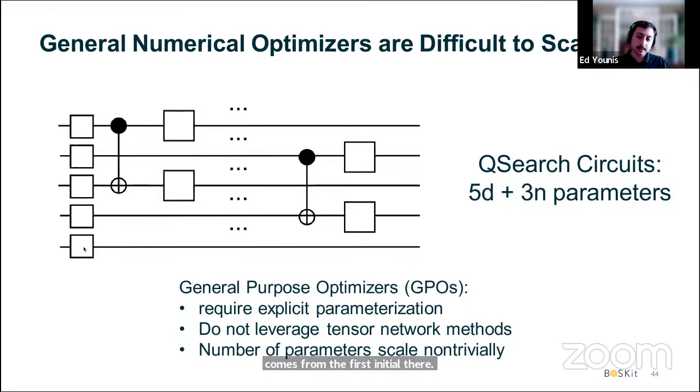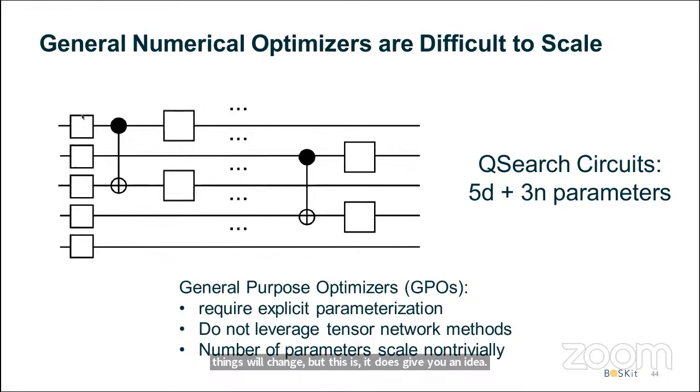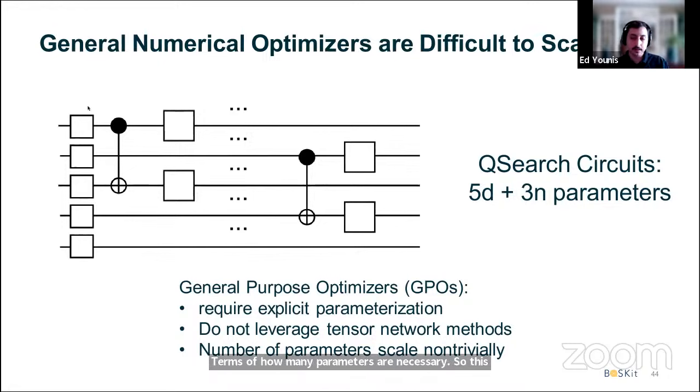And this is based off of the most default QSearch. If you fine tune QSearch, your different gates, things will change, but it does give you an idea in terms of how many parameters are necessary. So the 3N comes from this initial layer of single qubit gates. Each of these is 3 parameters, and there's N of them, so 3N.